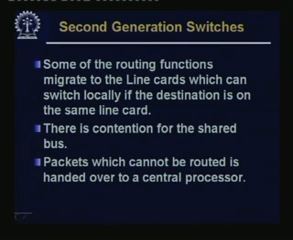Secondly, there is contention for the shared bus. That is of course a problem. A contention for the shared bus is always a problem. And packets which cannot be routed are handed over to a central processor. So, the local line card does not have enough intelligence or knowledge to know how to route it. In that case it sends it to the central processor.